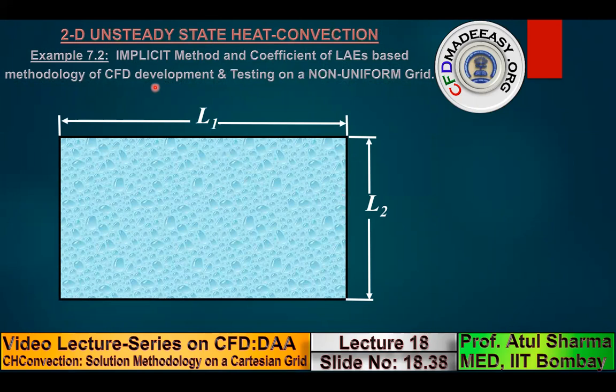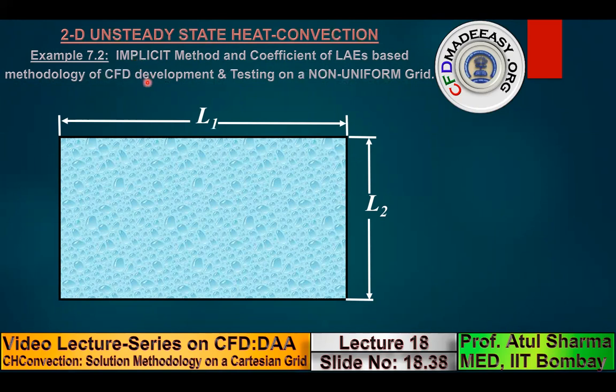So after the advection, let us move on to the convection, which is the combination of conduction and advection. In conduction, we only consider the conduction flux. In advection, we consider only the enthalpy flux. In convection, we consider both the conduction flux and the enthalpy flux.